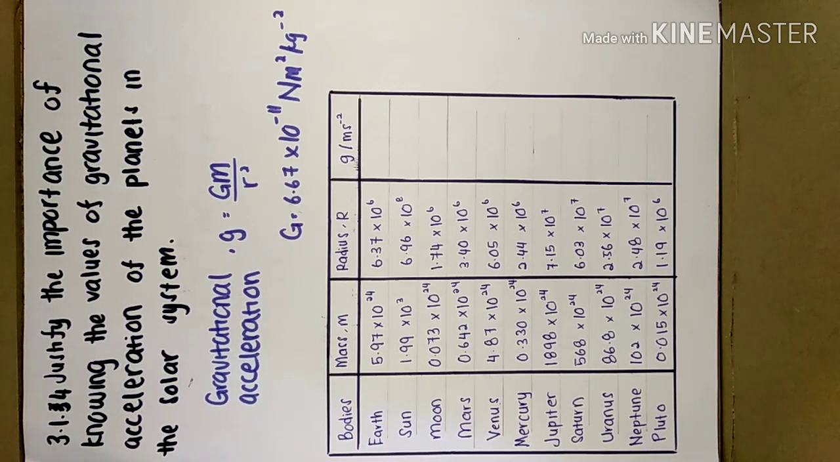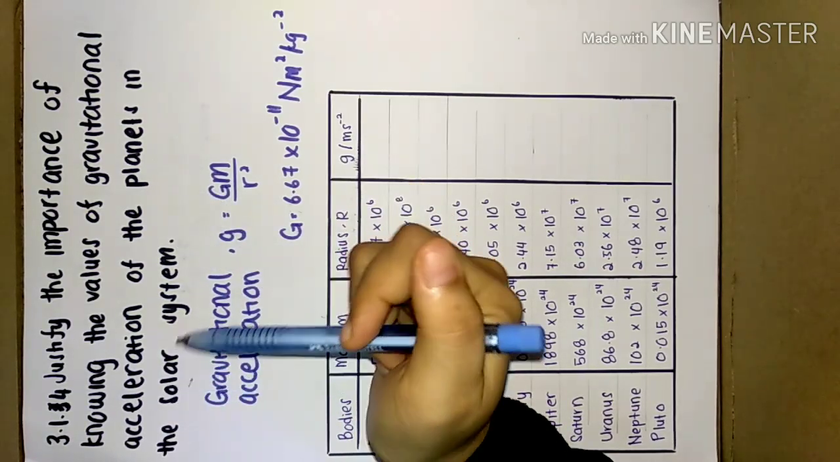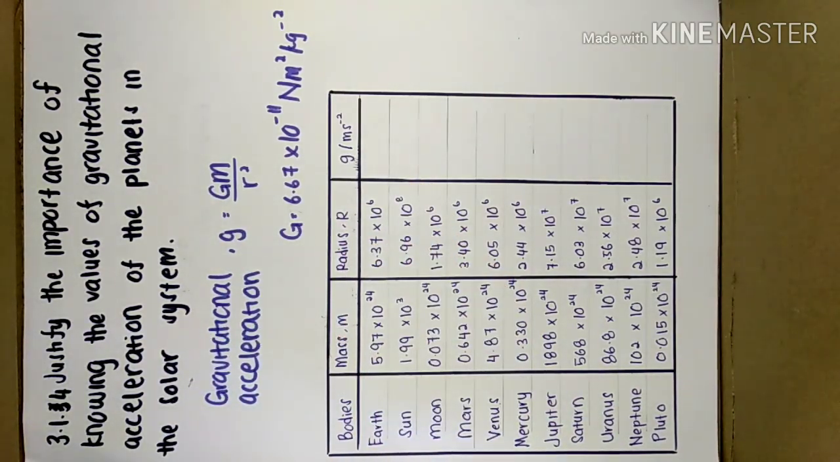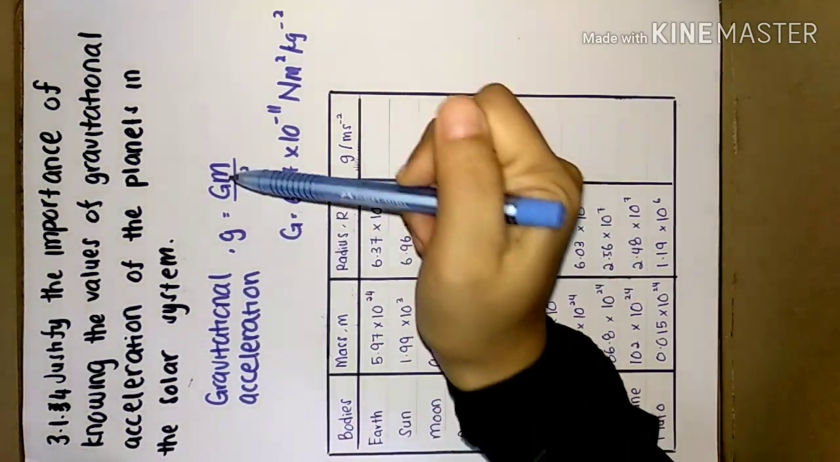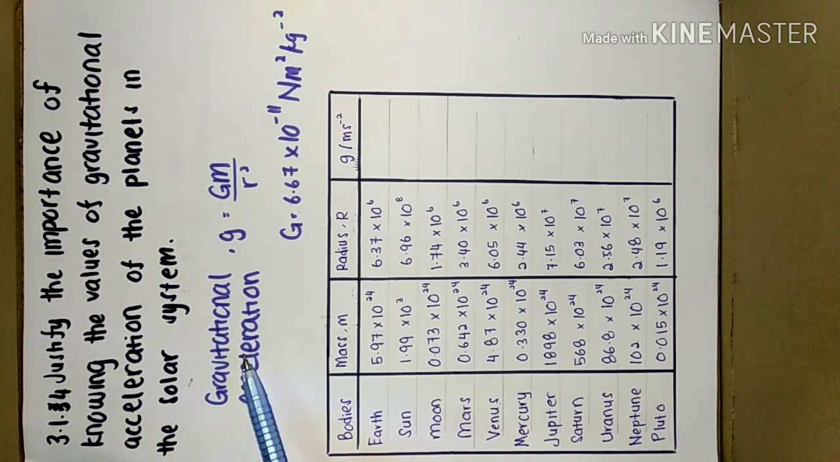So, jom belajar. Okay guys, let's continue our lesson today to 3.1.4, justify the importance of knowing the value of gravitational acceleration of the planet in solar system. The gravitational force is a universal force. The formula g equal to GM over r squared can be used to calculate gravitational acceleration on the surface of other bodies such as planets, the moon and the sun. So, let's compare the gravitational acceleration for the moon, the sun and the planet in the solar system.